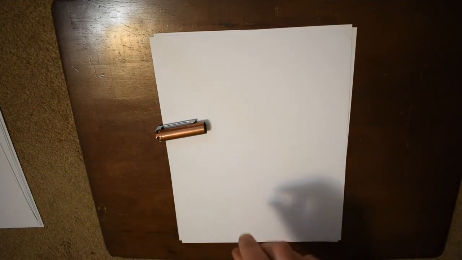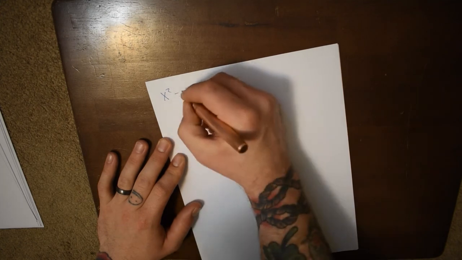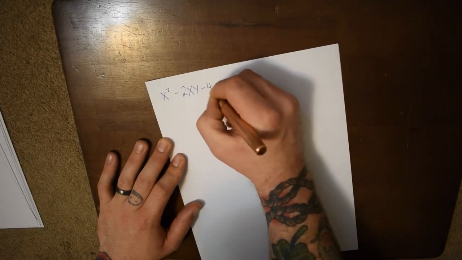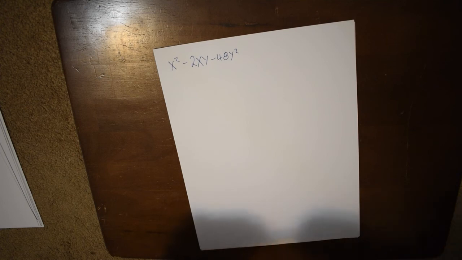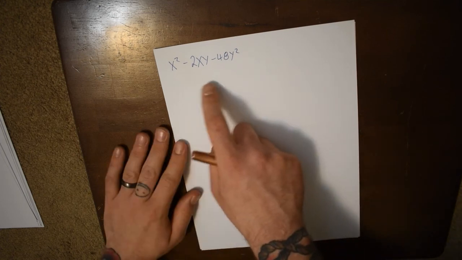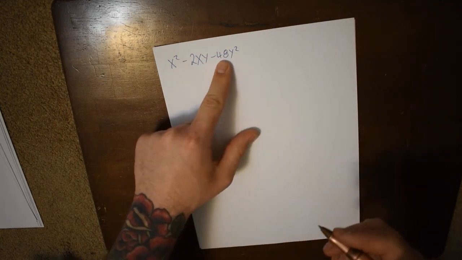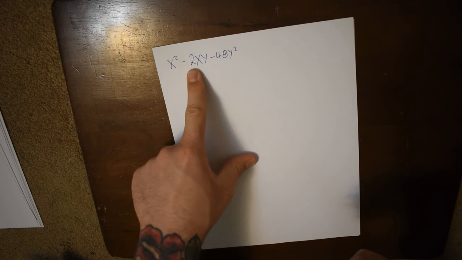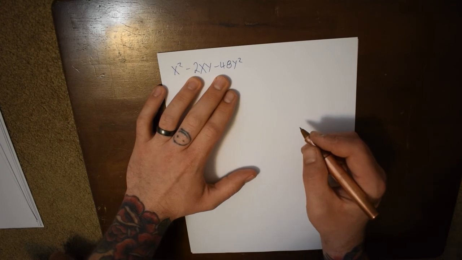So the final problem, the biggest and baddest of them all in my opinion, is when we have multiple variables floating around. We've got an x squared minus 2xy and a minus 48y squared. So this problem is going to work the exact same as the previous problem. We're still looking for factors that multiply to negative 48 and add to negative 2. So let's go through and do that.